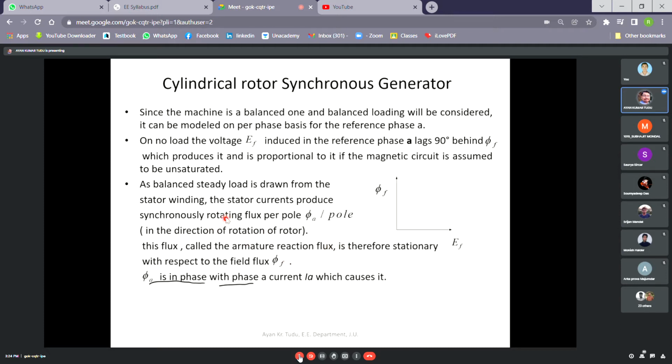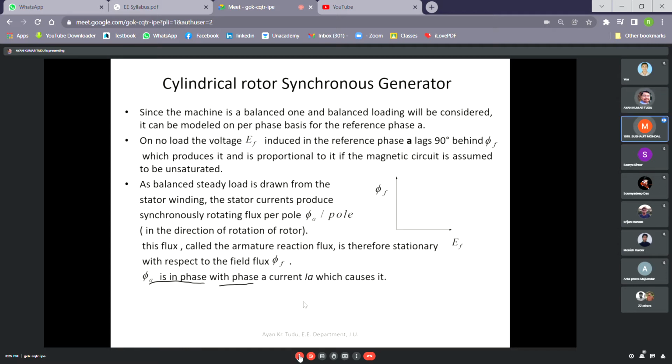Since this armature reaction flux is being produced by the stator currents flowing through the stator windings, this phi a is in phase with the phase A current IA which causes it. The current IA produces the armature reaction flux phi A, and that's why phi A is in phase with the phase A current IA which produces it. Clear so far?